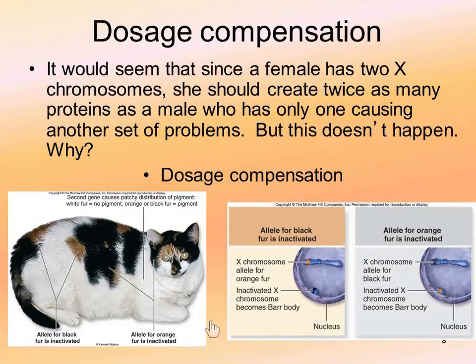Calico cats are a classic example of this idea of dosage compensation. They also show the idea of epistasis. I will talk about both of those in class.